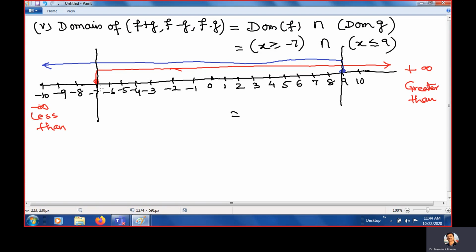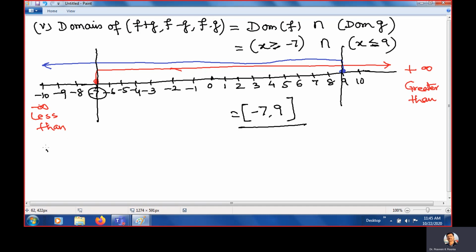And where does it start? It starts with minus 7. And where does it end? It ends at 9. This is minus 7 and 9. But here equal, so it will be a closed interval. Here also equal, so it will also be a closed interval. So what is the domain of f plus g, f minus g and f into g? The domain is minus 7 to 9.